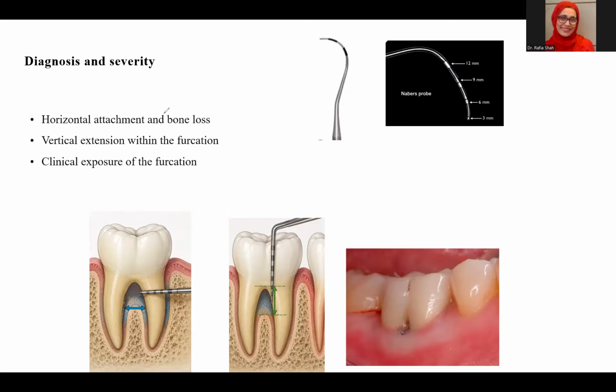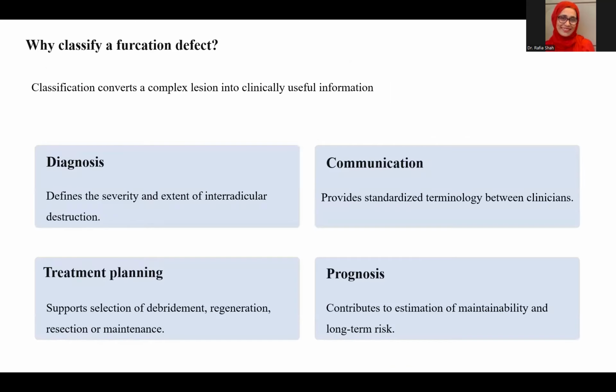Okay, so we said there are different methods to see the furcation region, and there are different ways that the bone is involved. The bone loss can be horizontal, the bone loss can be in a vertical direction, and there can be loss of bone along with the soft tissue, which can expose the furcation clinically. Okay, so there are different ways to see the furcation. That's why classifications are made to talk about this furcation region.